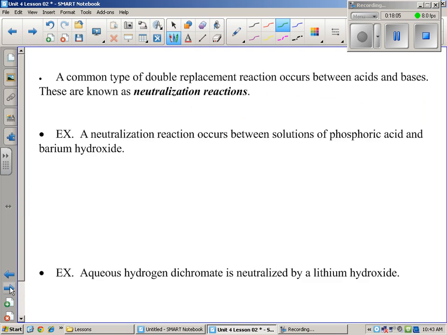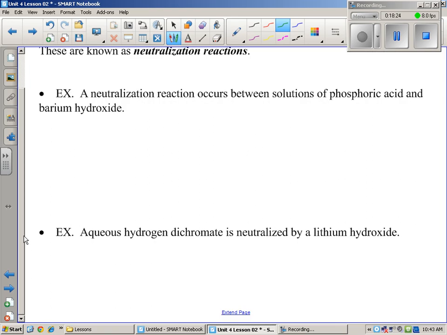Now, there are neutralization reactions, which are technically a special type. You don't have to know this as separate or anything like that. But just know when you take an acid and a base, you get a neutralization reaction. We talked about that in Unit 3 a little bit. You get a salt, an ionic compound, and water usually. Okay? So let's take a look at this one here.